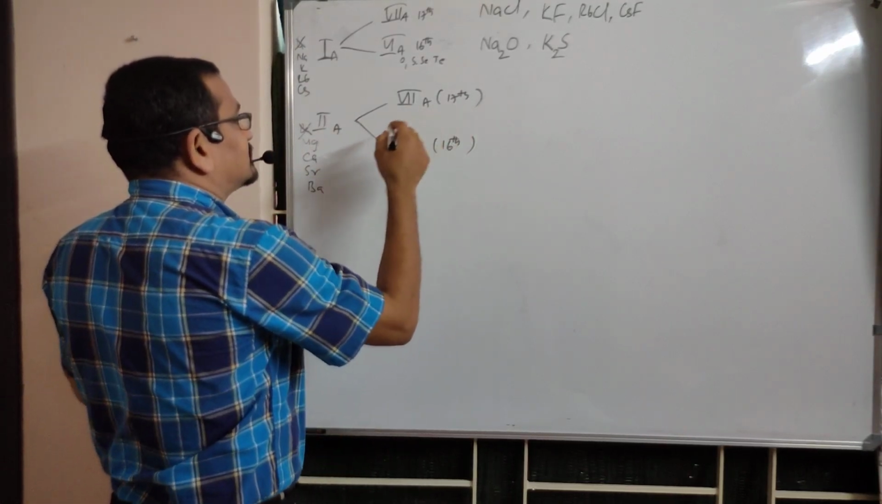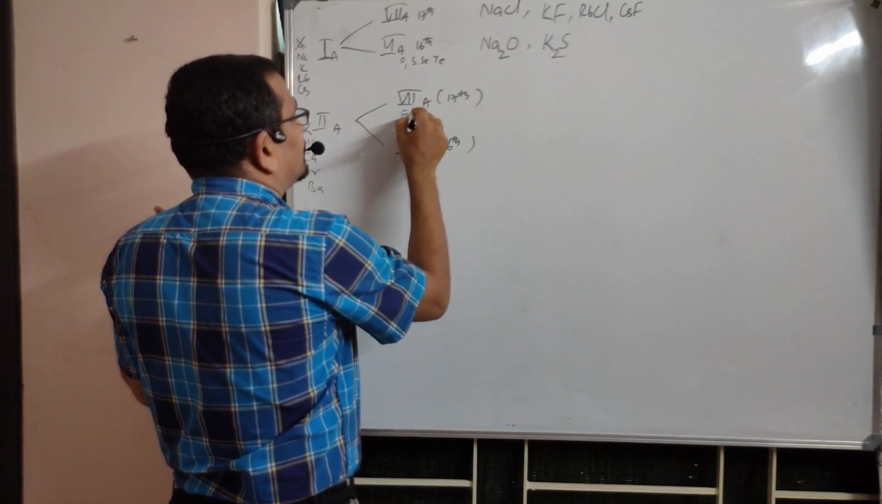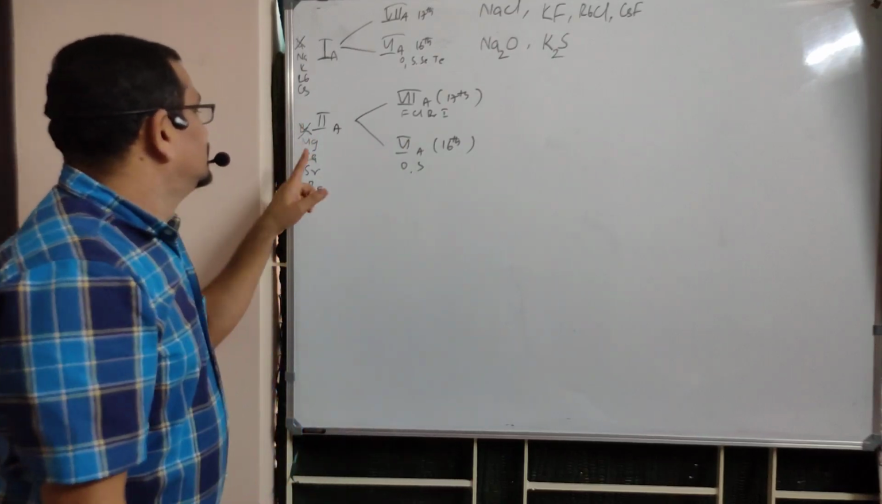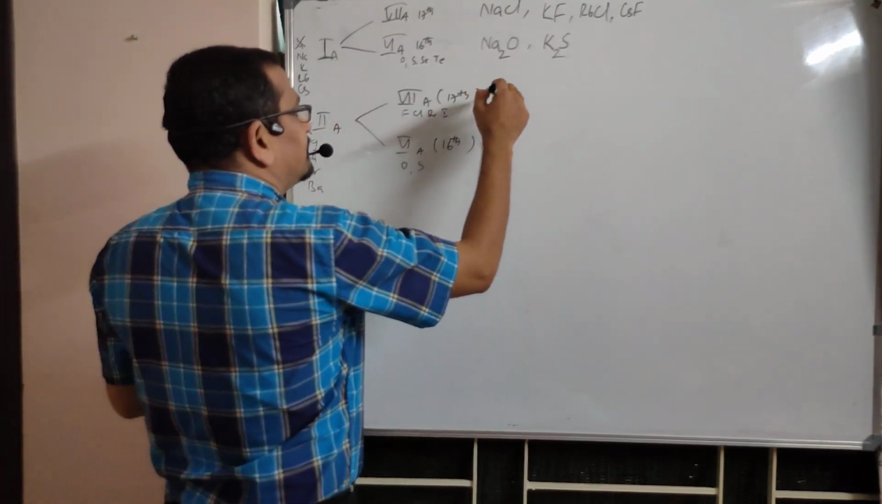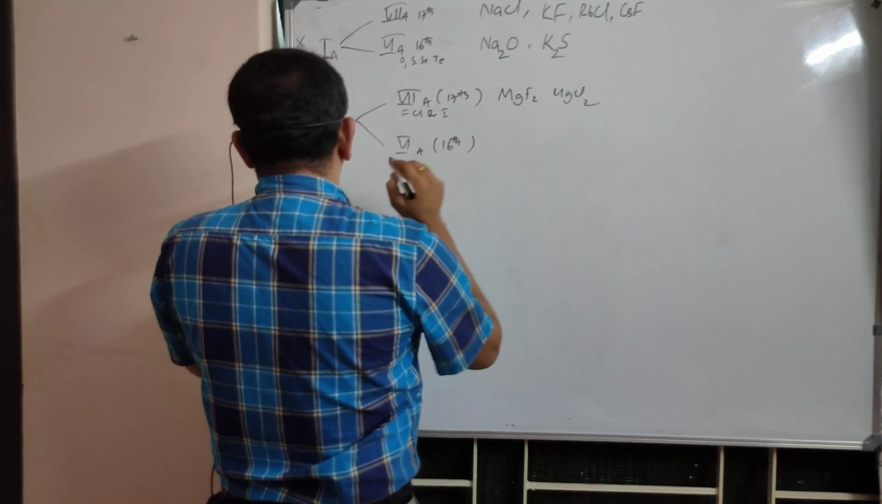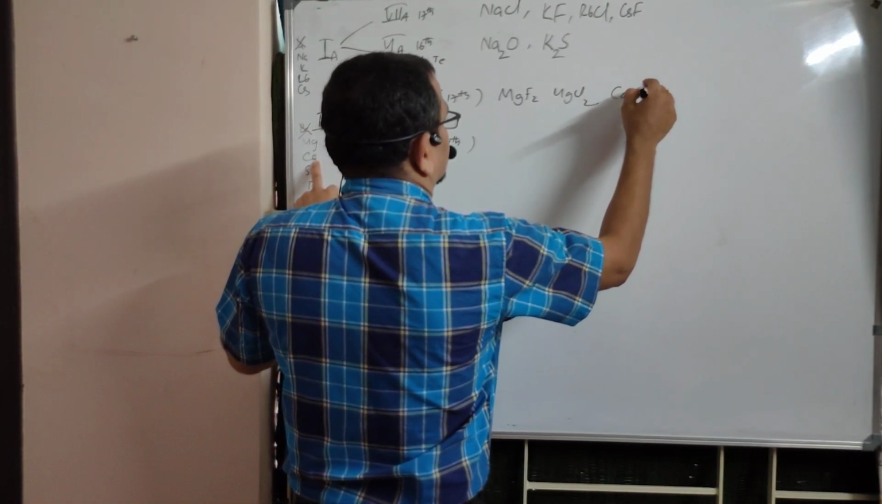Now frame some compounds. What are the 17th group elements? Fluorine, chlorine, bromine, iodine. Here oxygen, sulfur, for example. So magnesium and fluorine, MgF2 is another example of ionic compound. MgCl2. Suppose CaCl2. Okay.